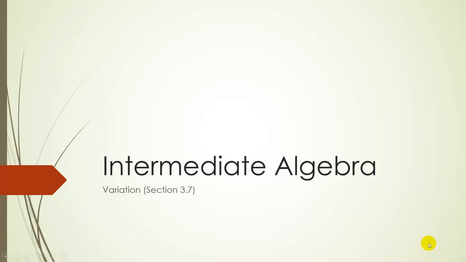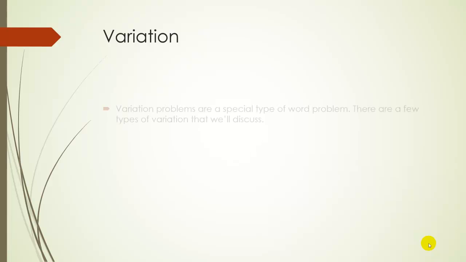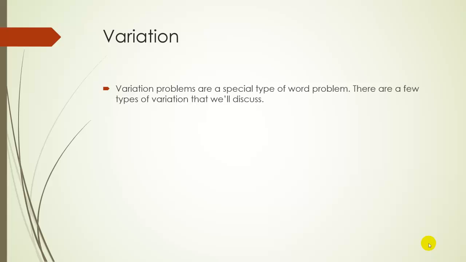This video is for intermediate algebra's topic of variation. So variation is just a special type of word problem. I know word problems, the whole topic is a little scary, but these are the easiest types of word problems. The reason being is that there's only a few types of variation problems, and once you recognize the type of variation, you immediately know what the equation is. You don't have to think about it, you just write the equation.